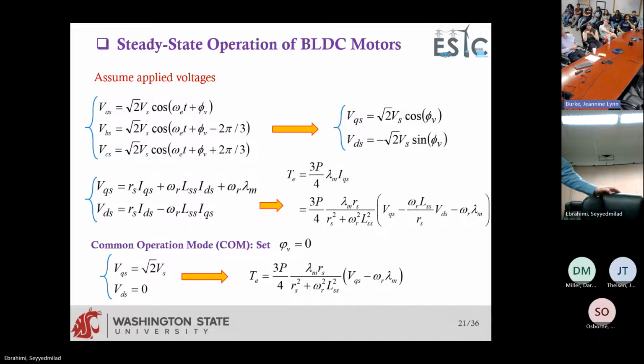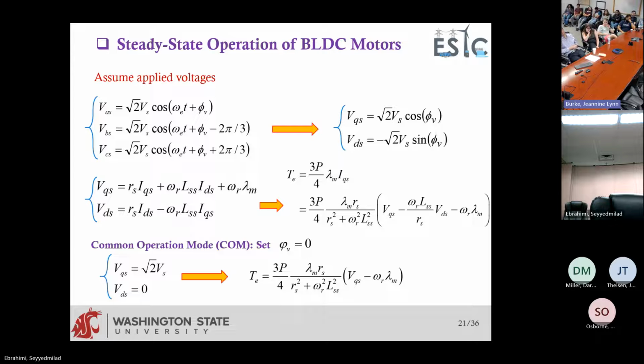Now if we want to take a look at the analysis, the characteristic of this in a steady state, let's say that we have applied 3-phase voltages to the machine like this: square root of 2 RMS voltage times cosine of these angles plus a delay that we call the advanced firing angle, phi v. So we have applied these voltages to the stator of the machine.